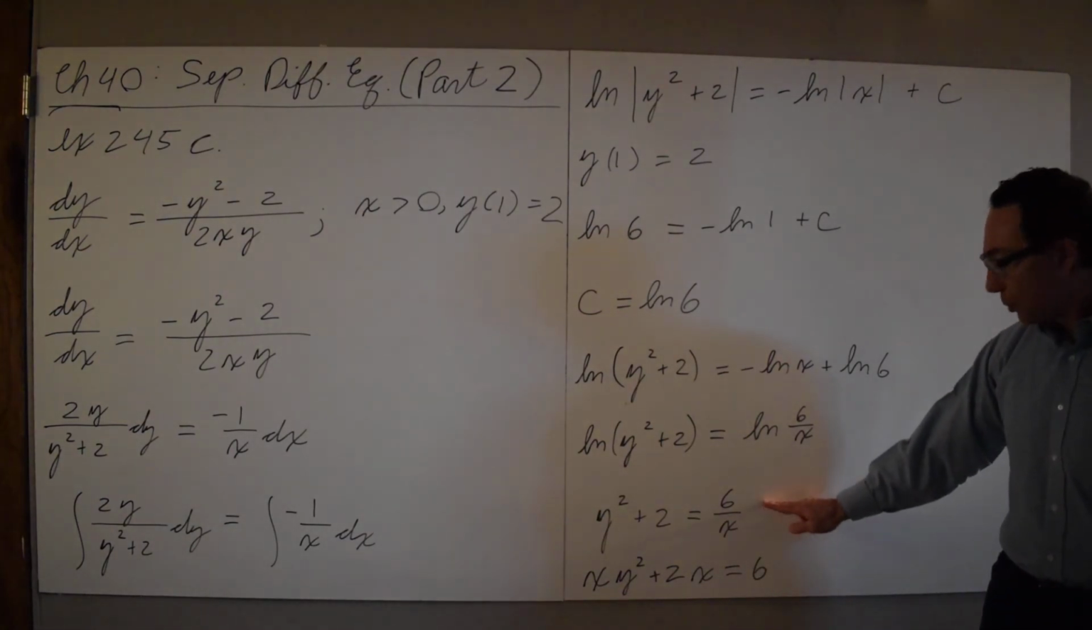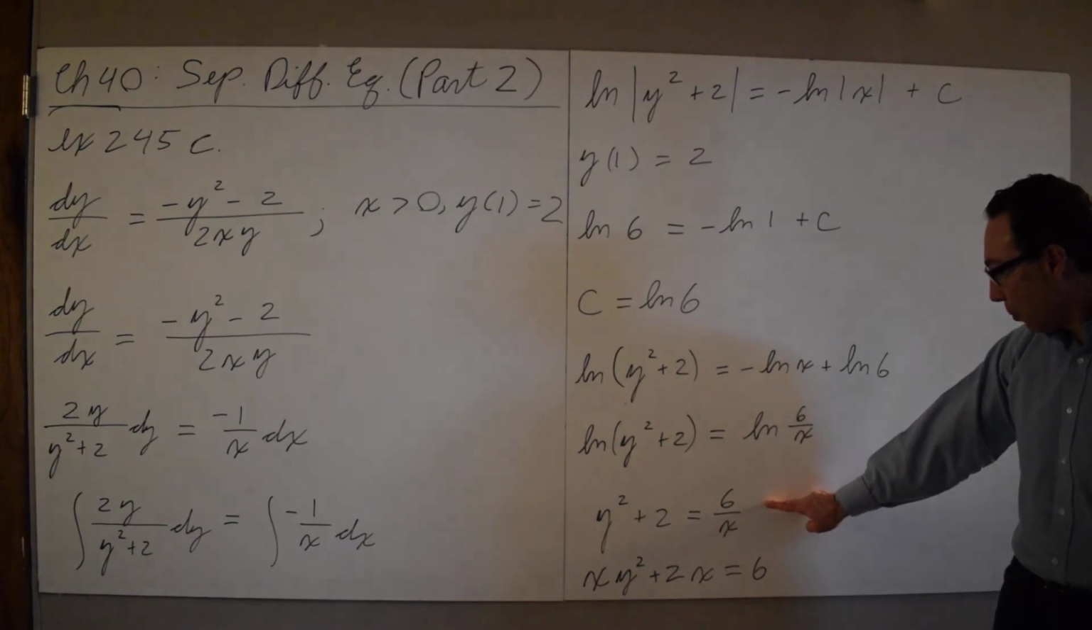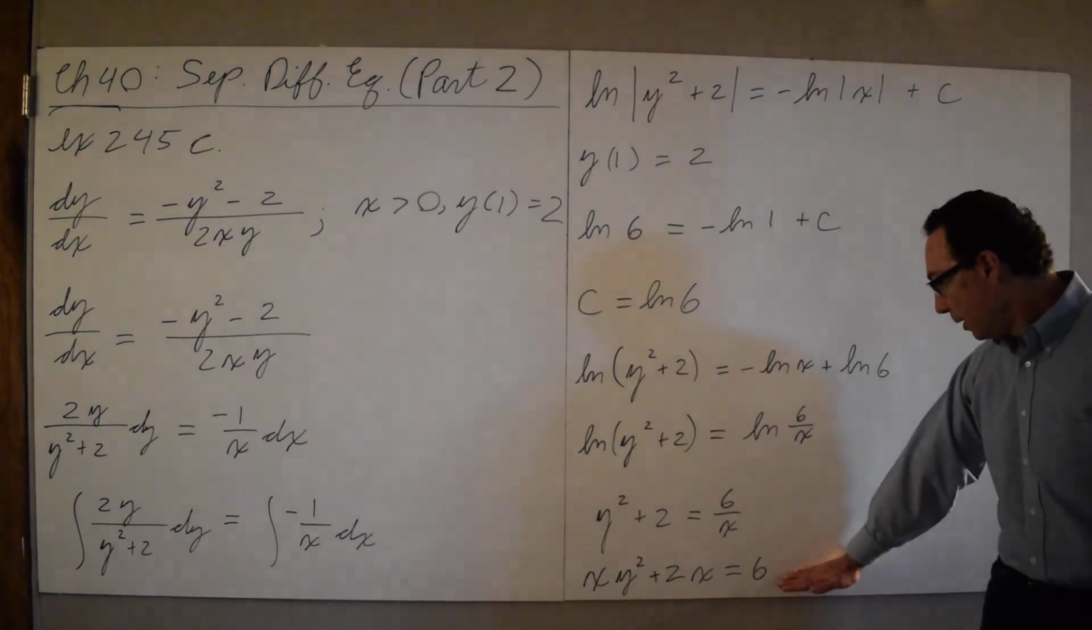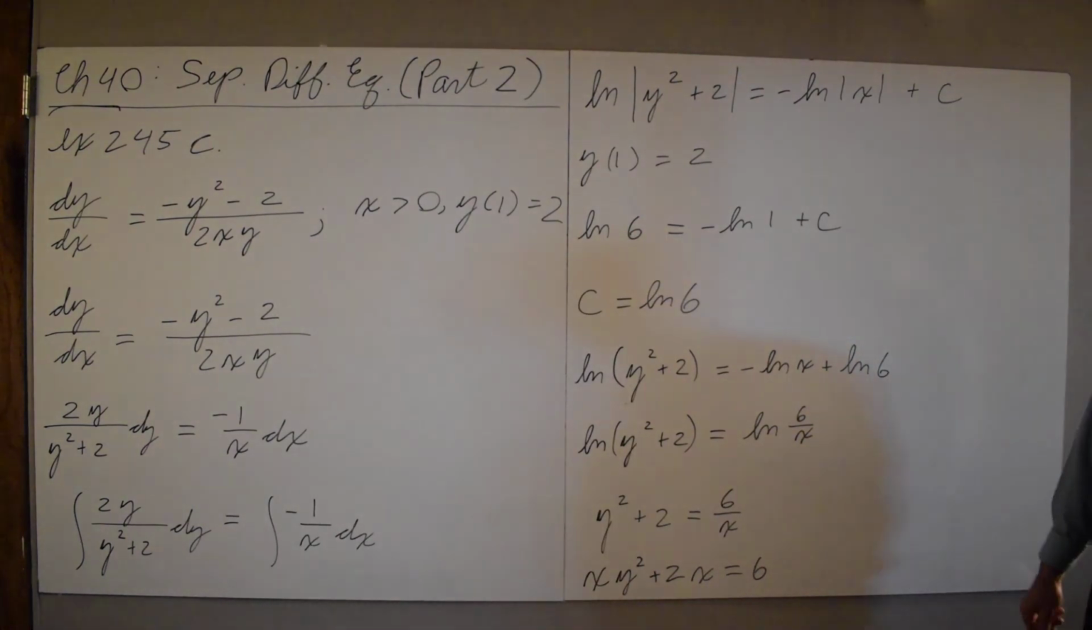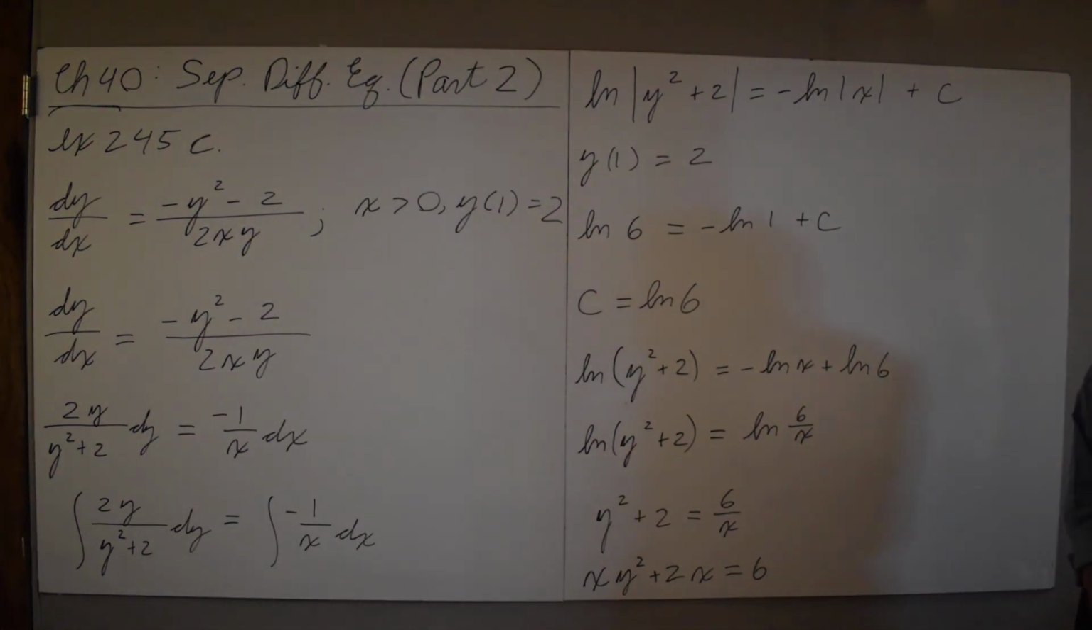So we have the solution to our equation. We can multiply through by x and rewrite it like this if we like. And so we have the solution to our differential equation with the given initial conditions.